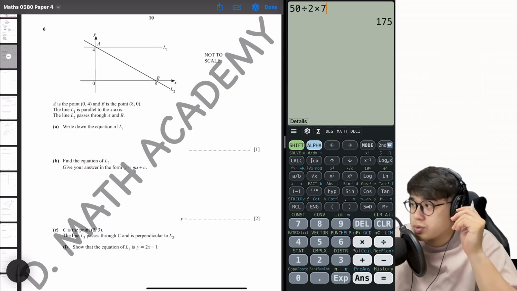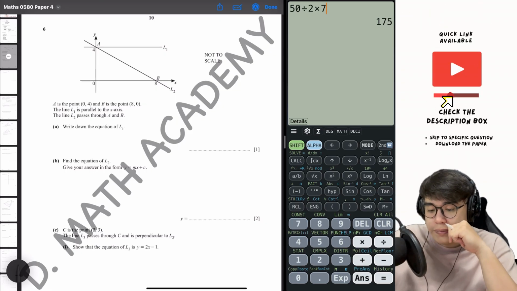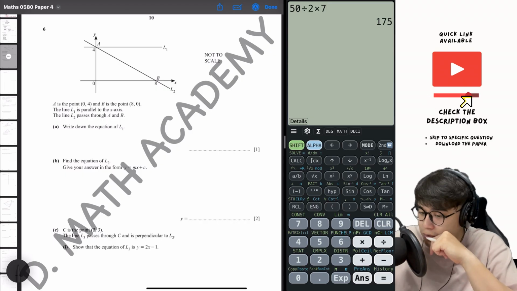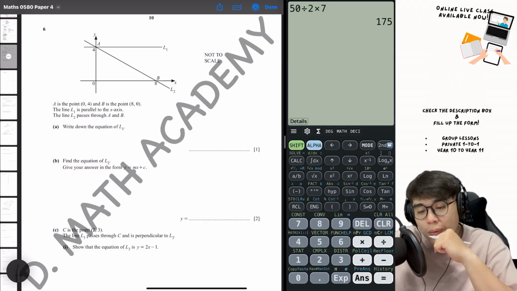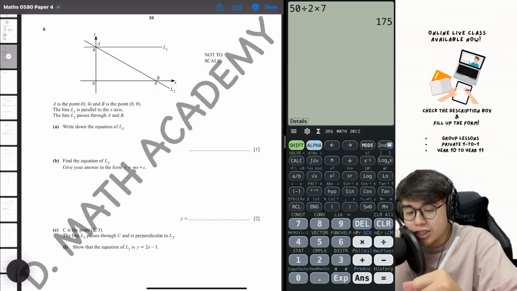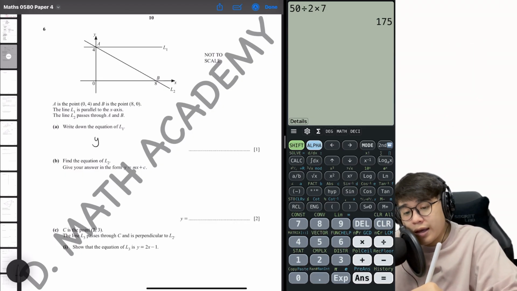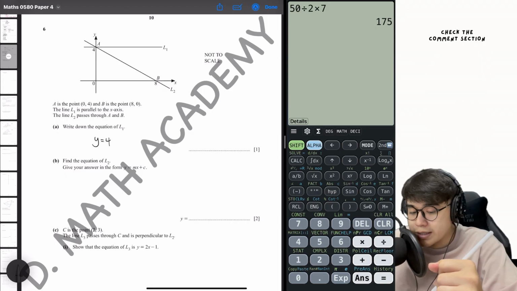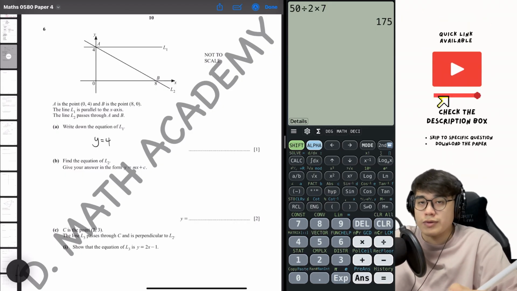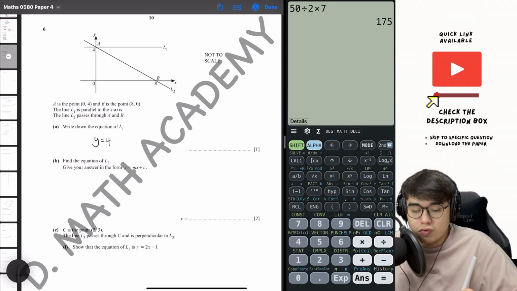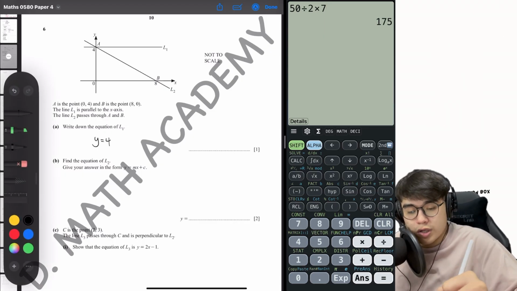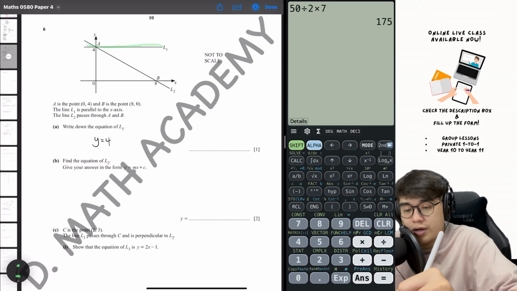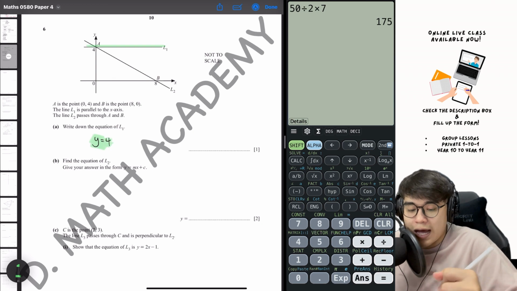Okay, so to continue with this question, they want us to write down the equation of L1. L1 is touching at y, and at the point, it is y equals 4 in particular. So the first line, I will label it as y equals 4. Okay, it's right over here. So this is your first answer.